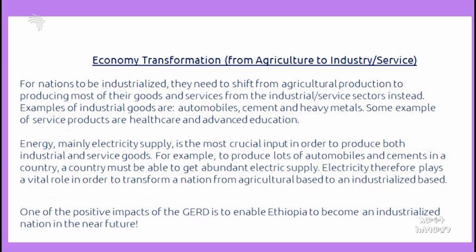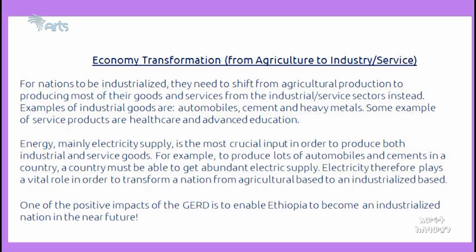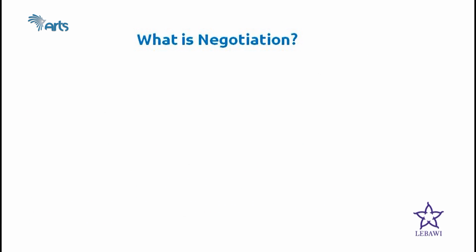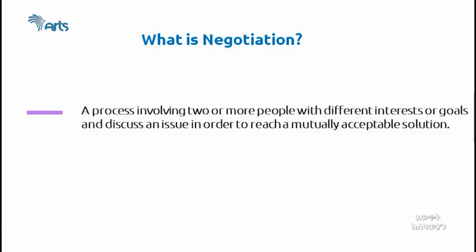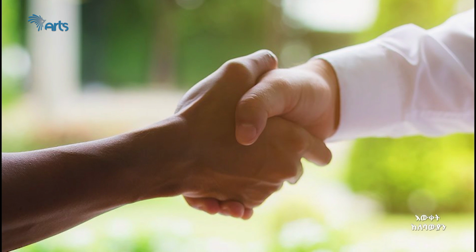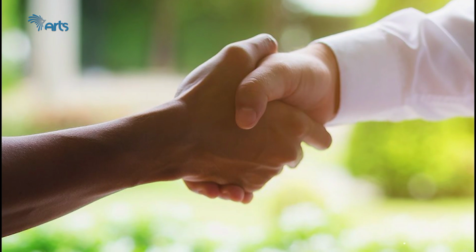One of the positive impacts of the Great Ethiopian Renaissance Dam is to enable Ethiopia to become an industrialized nation in the future. Let's define what negotiation is. It is a process involving two or more people with different interests or goals who discuss an issue in order to reach a mutually acceptable solution.